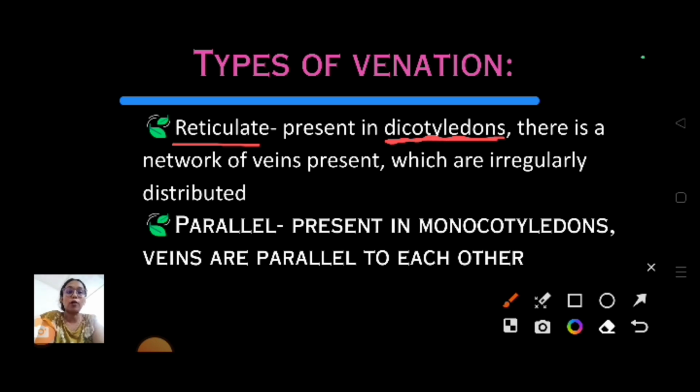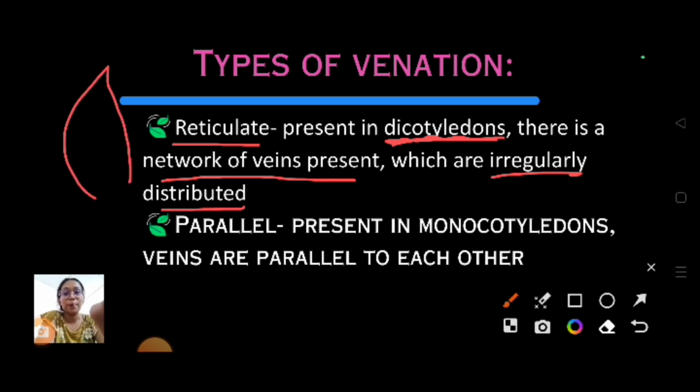What are dicot plants? They have two seed halves joined together, like gram, pea, rajma. Is it clear? So in dicot plants we can see reticulate venation. There is a network of veins present here which are irregularly distributed. It's like the normal leaves which we see. It's like this: a network of veins which are irregularly arranged.